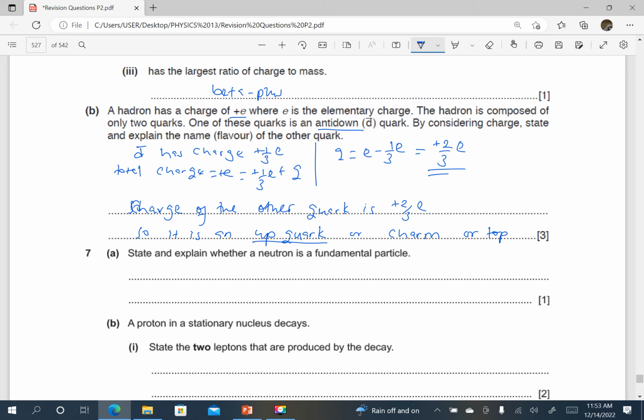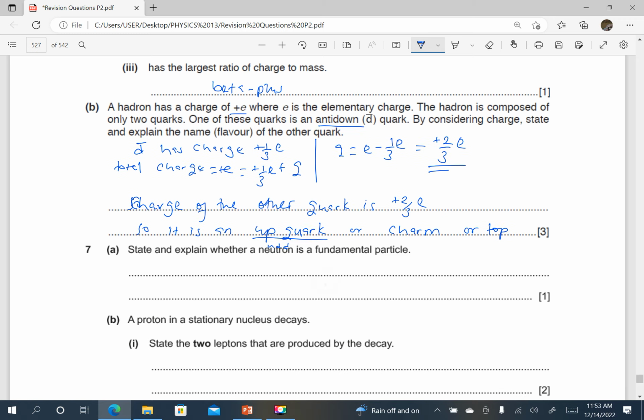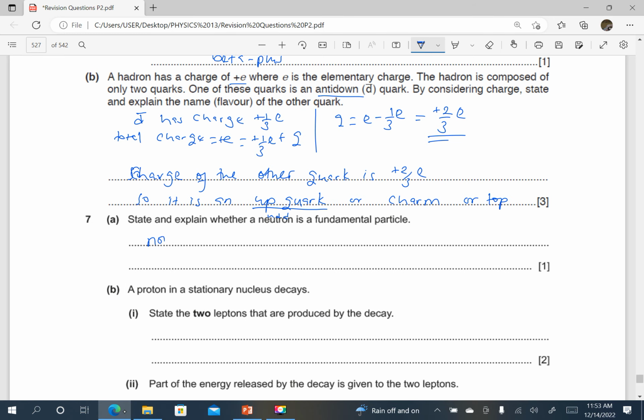State and explain whether a neutron is a fundamental particle. Of course, a neutron has up, down, down, so it is not fundamental. It is not fundamental since it is made up of quarks.